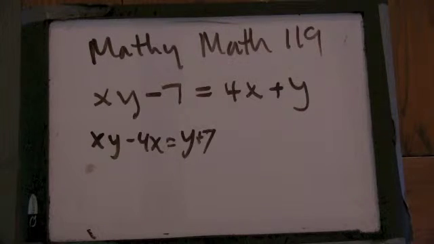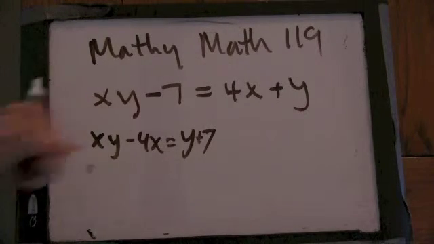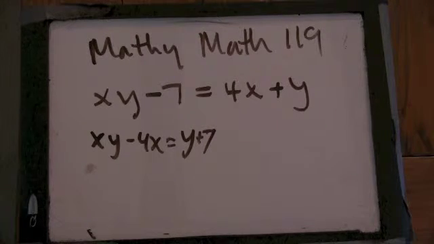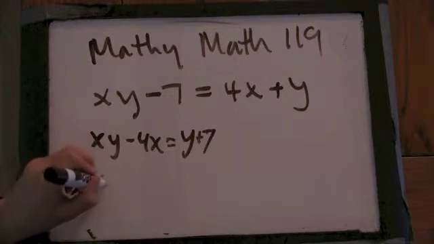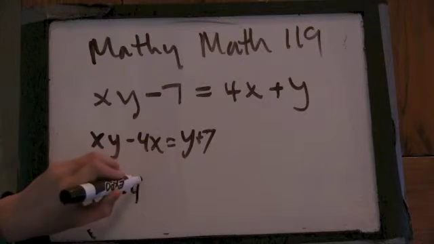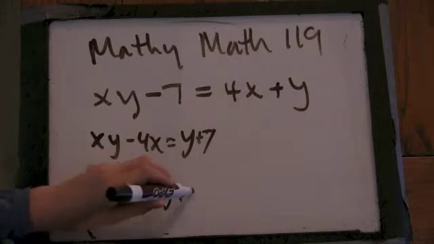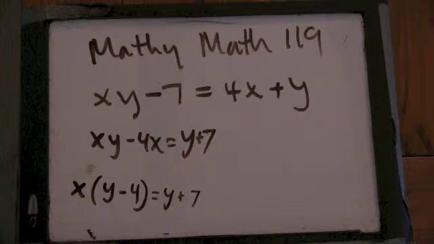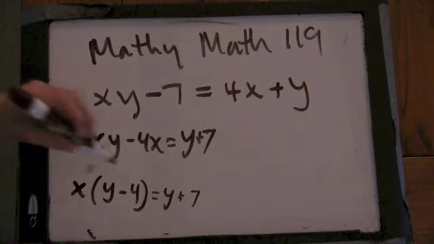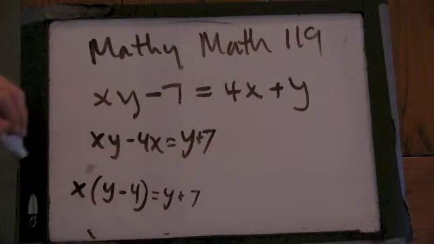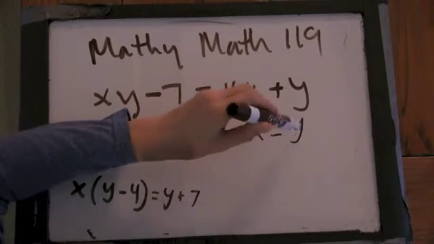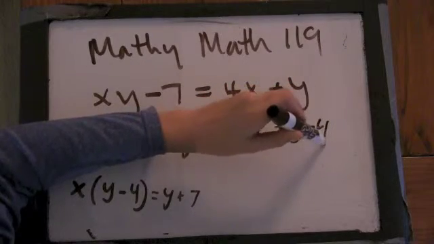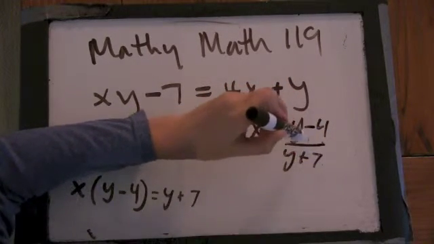Well, in this case, we have two variables and no squares or cubes. So, I'm going to factor an x out of this side. Okay. Why did you factor an x out? Because we want to solve for x. So now I can just divide by this part. Okay. So I would get x equals y minus 4 over y plus 7.